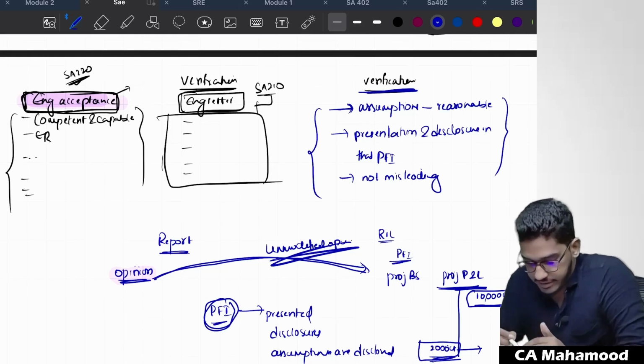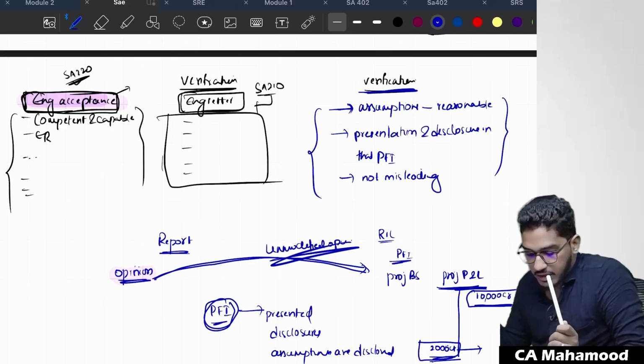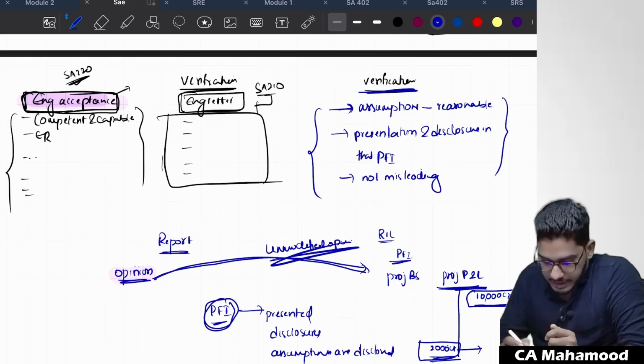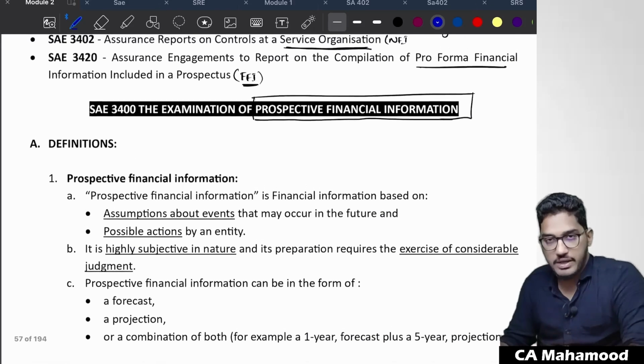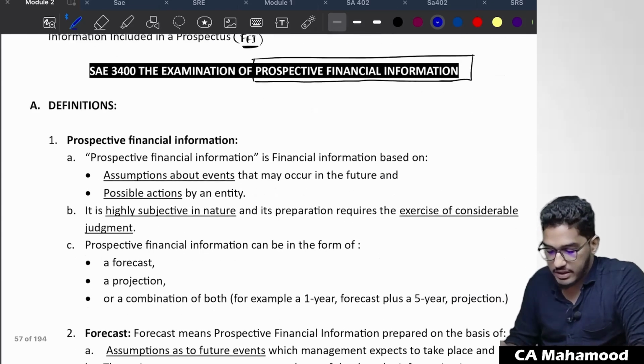Perfect. So thank you for your response. So now, shall we go through the standard now? Yes, we'll not do any further delay. So we'll directly jump into the contents of the standard now.